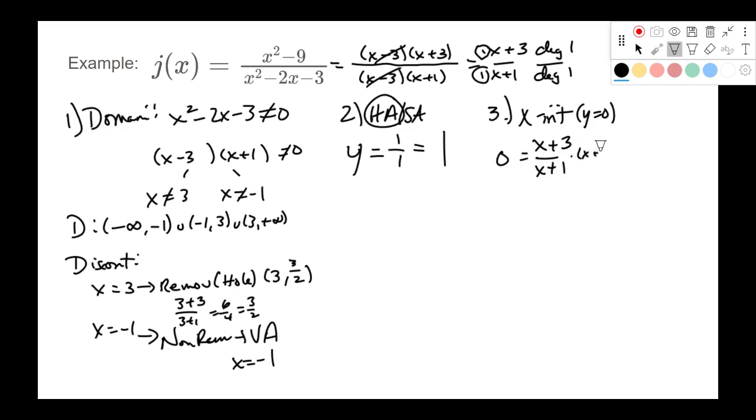Again, you can multiply both sides by x plus 1 if you want, or you can just set the numerator equal to 0, because that's what's going to have to be done. And I get negative 3. So there is an x-intercept at negative 3, comma 0.